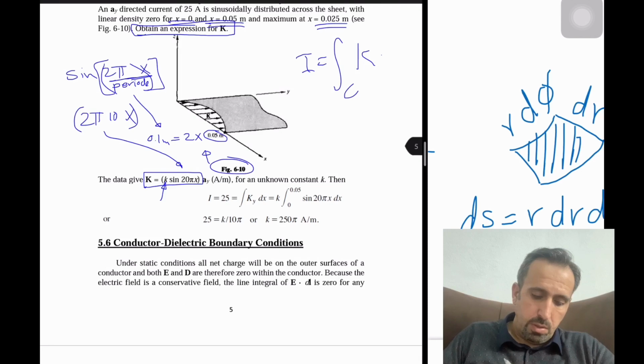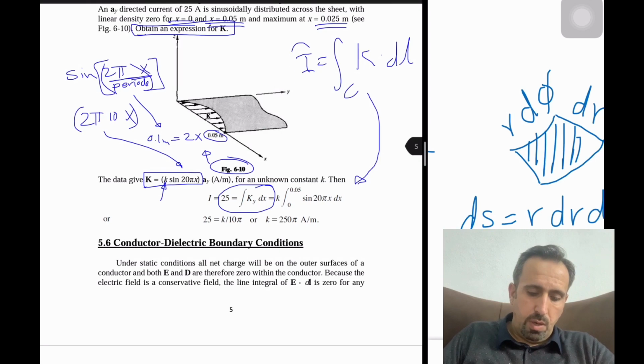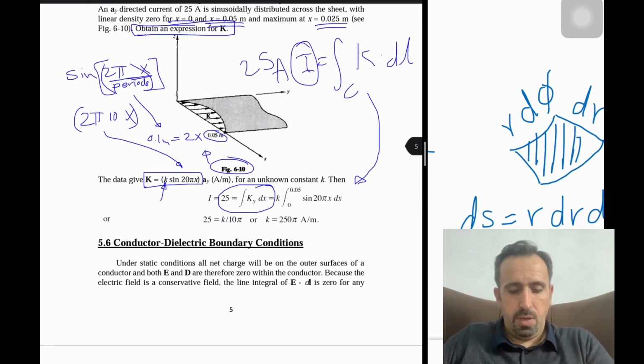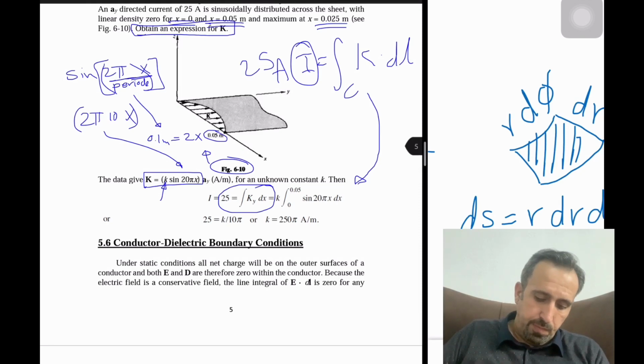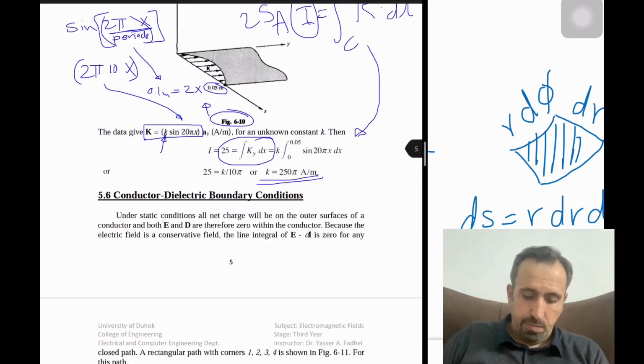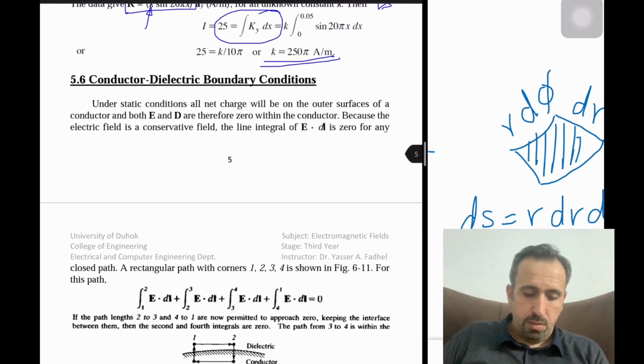From knowing this equation, and previously we already know that I equals the closed integral over the contour of K dot dl, this could be used to find the amount of K. You already know how much the current is. Current is given to be 25 amperes. From all of this information, you can get the big value of the current sheet density.